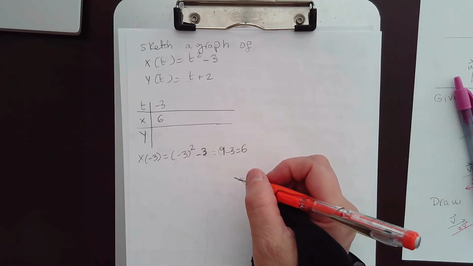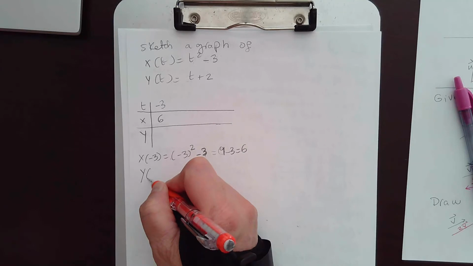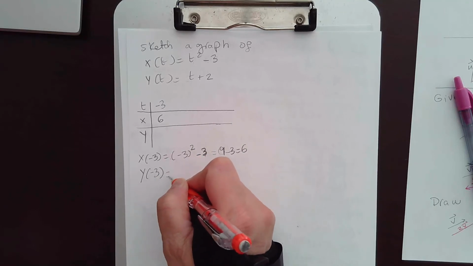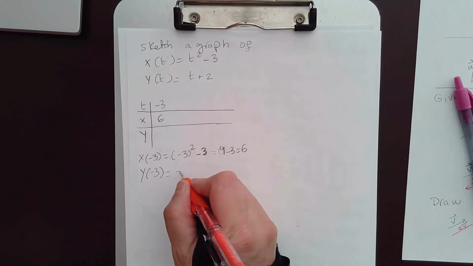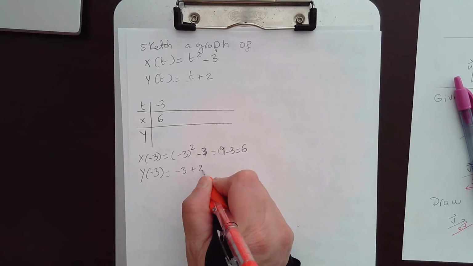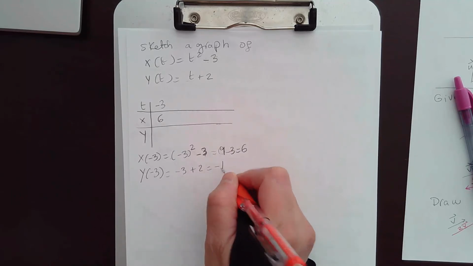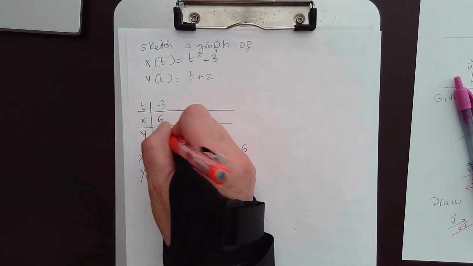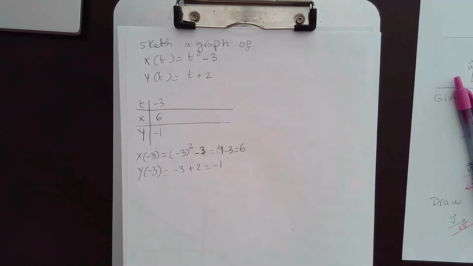Okay. Now we go ahead and find y. For y, you plug in t equals negative 3: negative 3 plus 2, which is negative 1. So the point on the graph would be 6, negative 1.